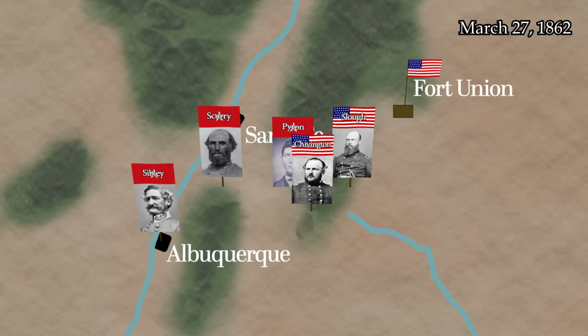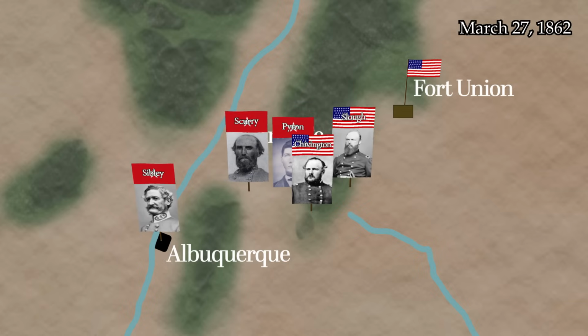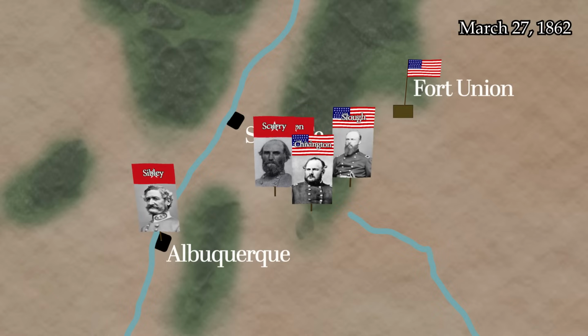The remainder of the command, nearly 500 troops, are placed under Major John Chivington's command for use as a flanking force. Meanwhile, Major Pyron's command is reinforced by a battalion of the 7th Texas Mounted Rifles and most of the 4th Texas Mounted Rifles under Lieutenant Colonel William R. Scurry, who assumes overall command of the Confederate force, which now numbers roughly 1,200 troops.